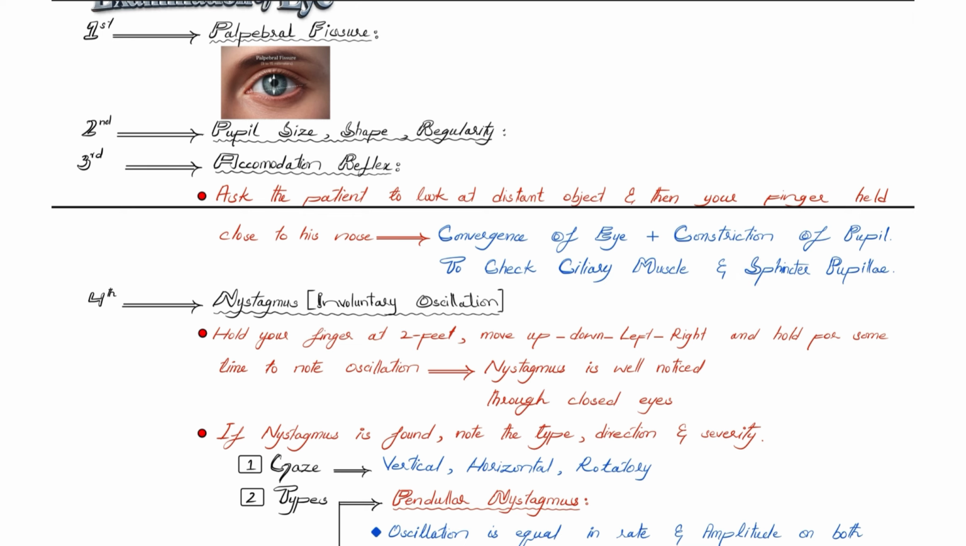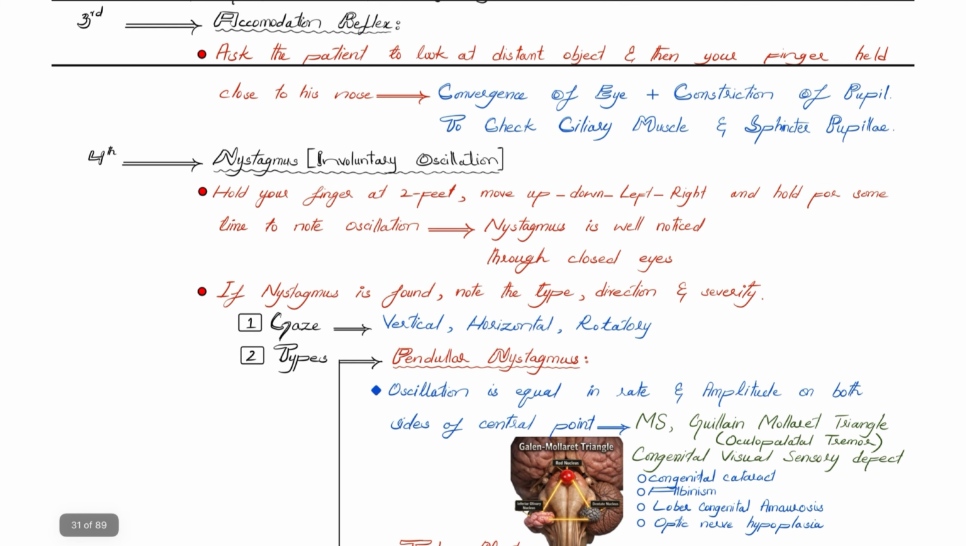In the fourth step, rule out nystagmus, which is involuntary oscillation, meaning to and fro motion. How you have to perform it: hold your finger 2 feet away from the patient and move it up, down, left, and right. And when you reach the extreme of the movement, hold your finger for some time to note oscillation. And nystagmus is, however, well noticed through closed eyes.